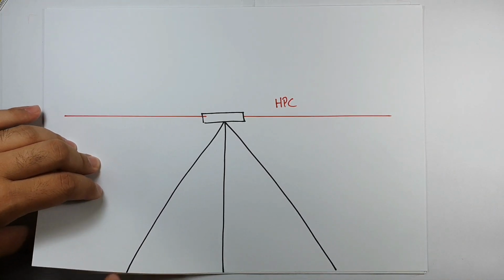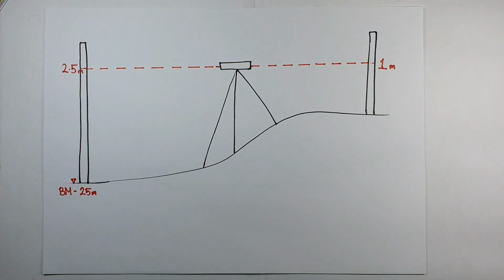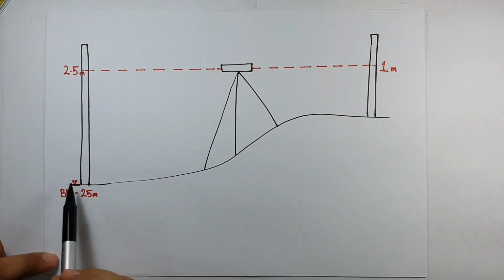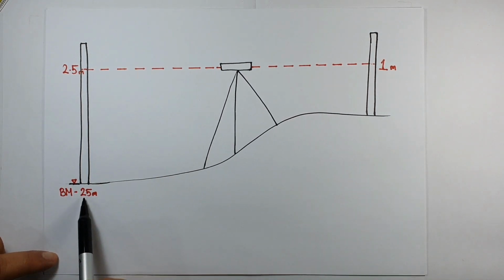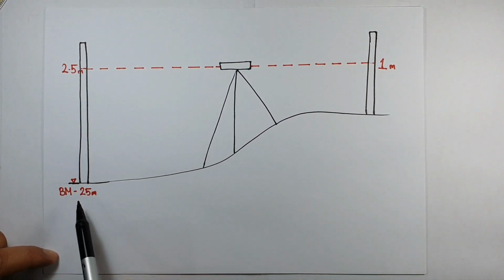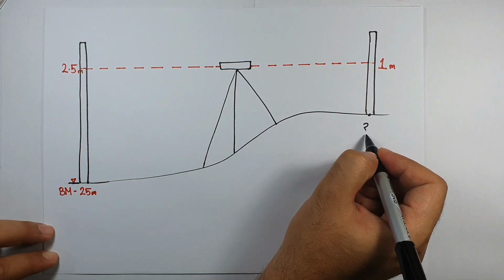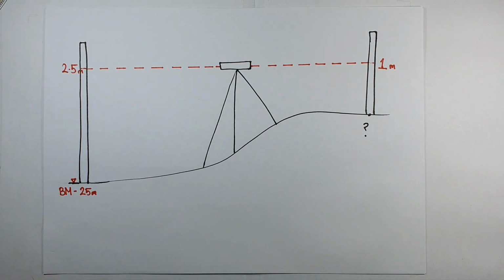So let's have this example. In this example here we can see that we are having one benchmark, which is the level of this point. This point has a reduced level of 25 above the mean sea level. And in this question what I need exactly is the reduced level of this point. So how can I reach the reduced level of that point? It is very simple, using the main concept.